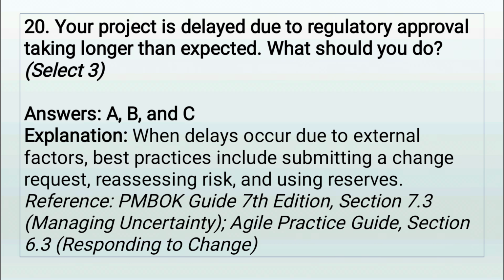Correct answers: A, B, and C. External delays happen. The right response is formal, analytical, and proactive. You need to update the plan, revisit your risks, and consider using buffer time. These actions are covered in Section 7.3 of the Project Management Body of Knowledge, 7th edition, under Managing Uncertainty. The Agile Practice Guide, Section 6.3, reinforces adaptability and constant reprioritization when responding to changing environments. Exam tip: avoid impulsive actions like skipping scope. Stick to process, documentation, and risk management.